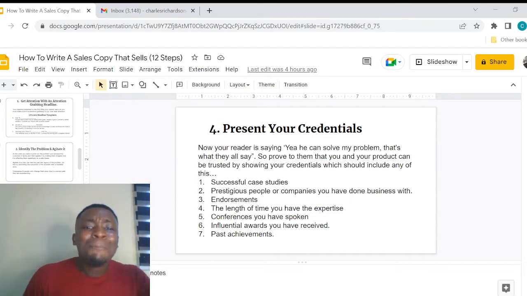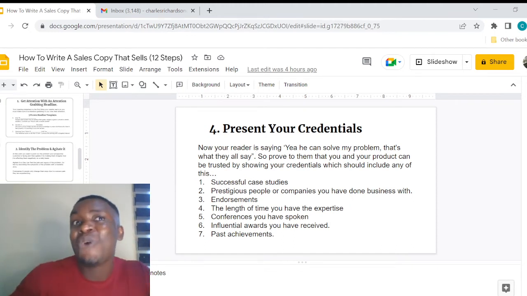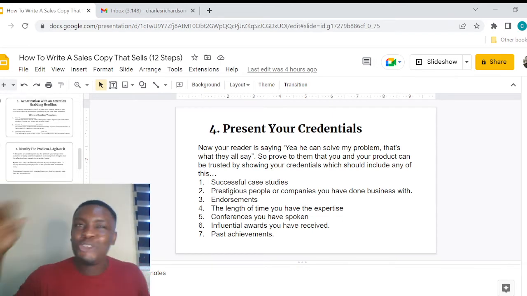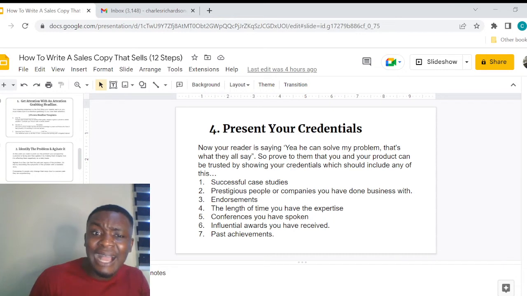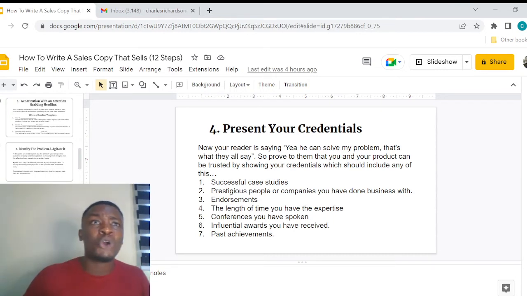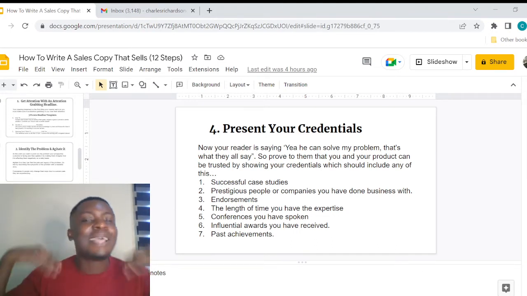Number 2, prestigious people or companies you have done business with. Mention them. Has your company done business with Unilever, Nestle, big companies that they know and trust? If you have worked with those people, please mention it. Number 3, your endorsement. Has a big celebrity endorsed your brand? Is your health product endorsed by NAFDAC? Has your beauty product been endorsed by Kim Kardashian? If it has been done, please mention it.